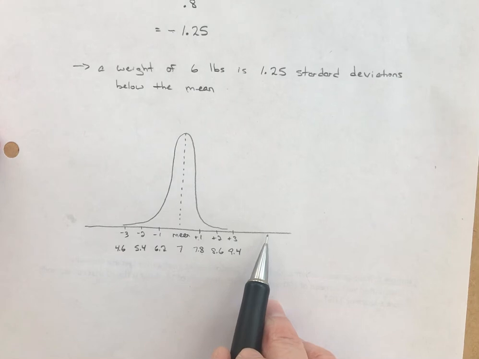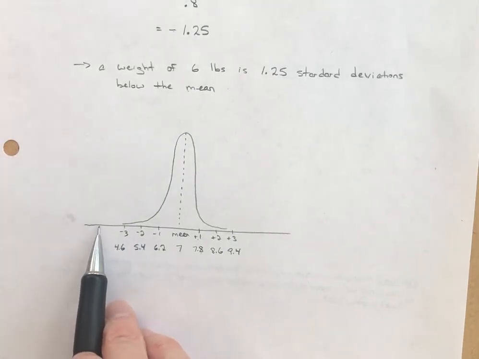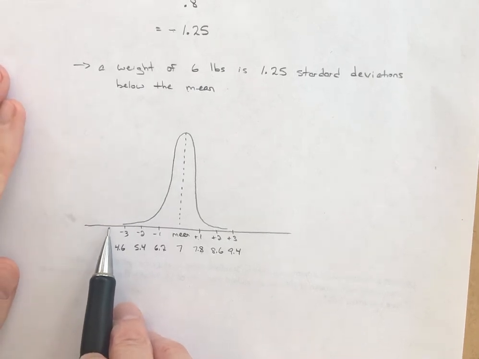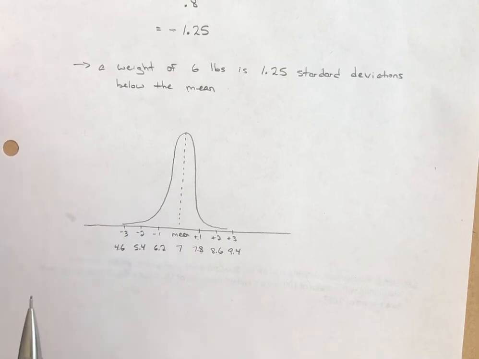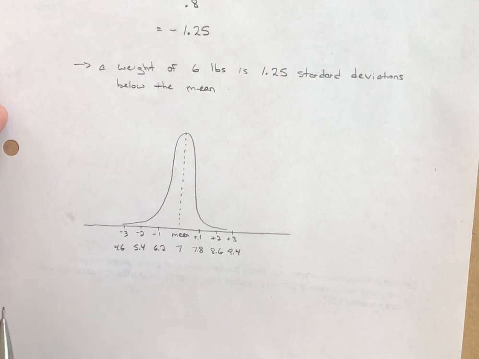Are there babies that are heavier? Yes. Are there babies that are lighter? Yes, I think I call these premature or preemies. Of course there are. But the vast majority of us are normal when we come out as a newborn, and we'll be between 4.6 pounds and 9.4 pounds.